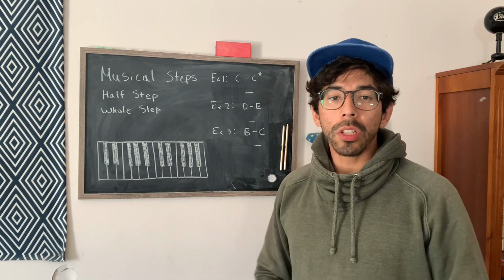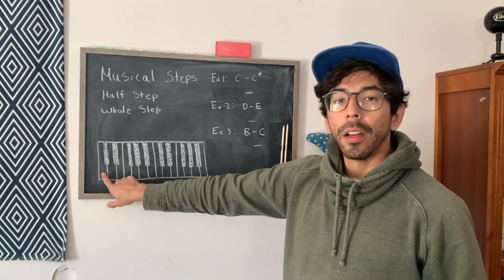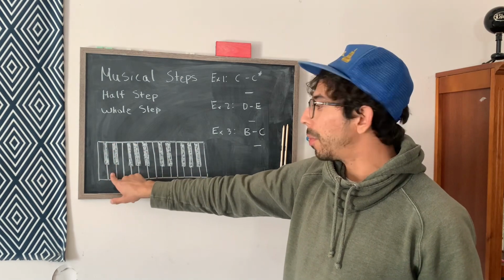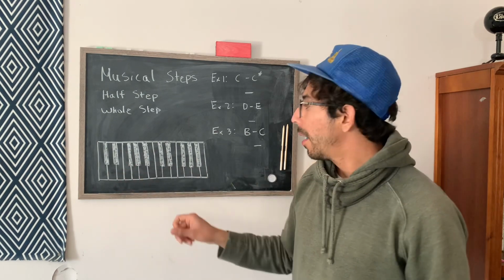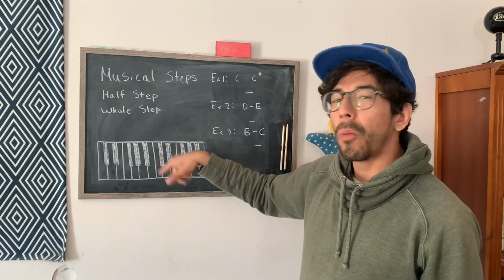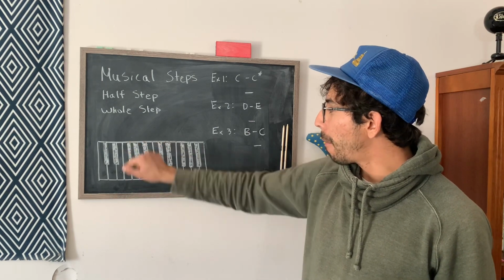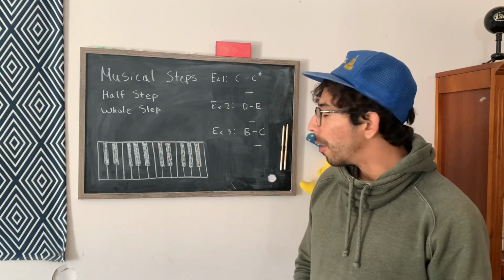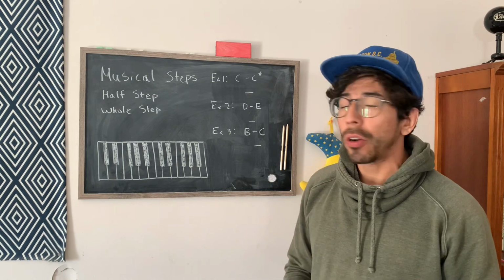So a whole step would be two half steps. If I'm at C, a whole step would be C sharp to D. So C to D would be a whole step, and then D to E would be another whole step. Now where it gets a little tricky is in between E and F, and B and C, because there's no black key in between. So a whole step from E would be F sharp, and a whole step from B would be C sharp. So that's the definition of what a half step and a whole step is.